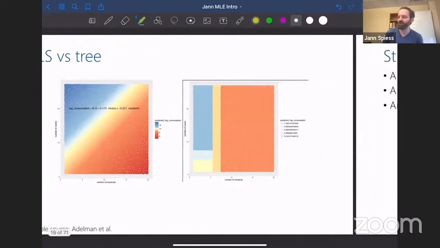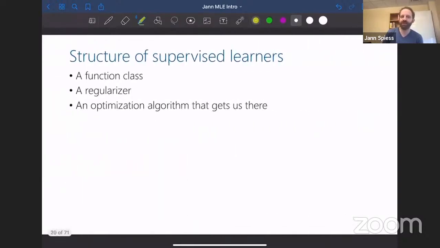So I won't have much time to go into detail of those others. I just wanted to point out that, as one other example, the structure of supervised learners is very general. It usually contains some function class, it contains a regularizer and some optimization algorithm that gets us there. And that would also include things like neural networks, where the function class would be complex neural networks. Regularization may, for example, work by constraining the number of layers that my neural network has, by constraining the connections that that neural network has, or by doing something like dropout, or by restricting the amount of optimization that goes into fitting it.